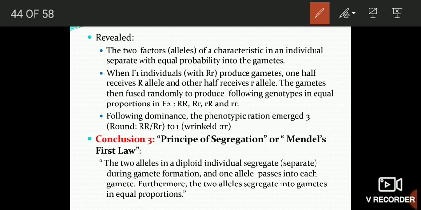It says that the two alleles in a diploid individual segregate, or you can say separate, during gamete formation, and one allele passes into each gamete. Furthermore, the two alleles segregate into gametes in equal proportions. आपके पास एक character है and that character is being controlled by two factors or two alleles. These two alleles will separate during gamete formation, and only one allele will pass into each gamete. एक गैमेट में दो alleles नहीं जा सकते एक ही कैरेक्टर के. This will go into one gamete and this will go into another gamete.